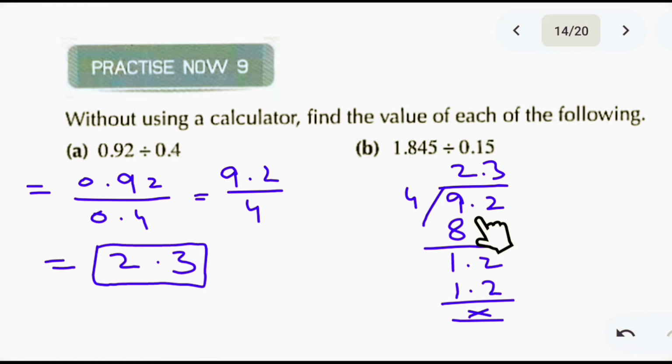Then we divide 9.2 by 4. In the first step, 4 twos are 8, 9 minus 8 is 1. So when we write this 2 here, the point is moved in the answer section, and then 3 fours are 12 and the answer is 2.3. So this is how we can divide different numbers in which decimals are placed without using any calculator.